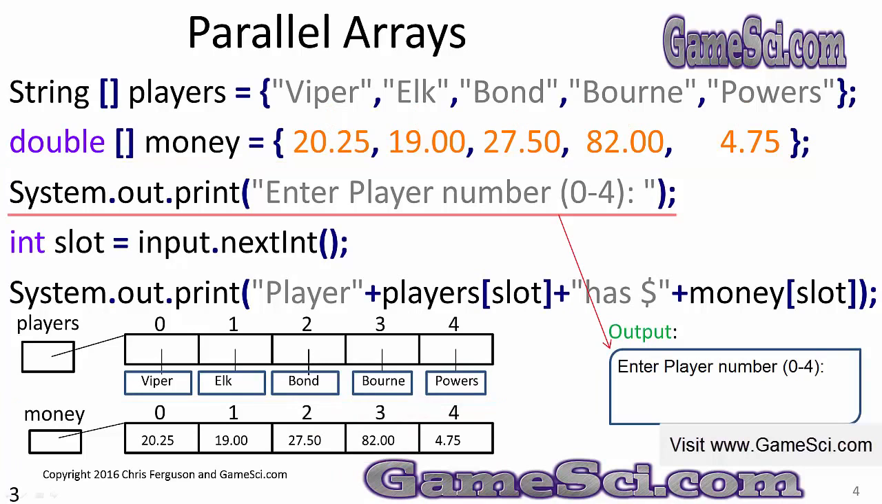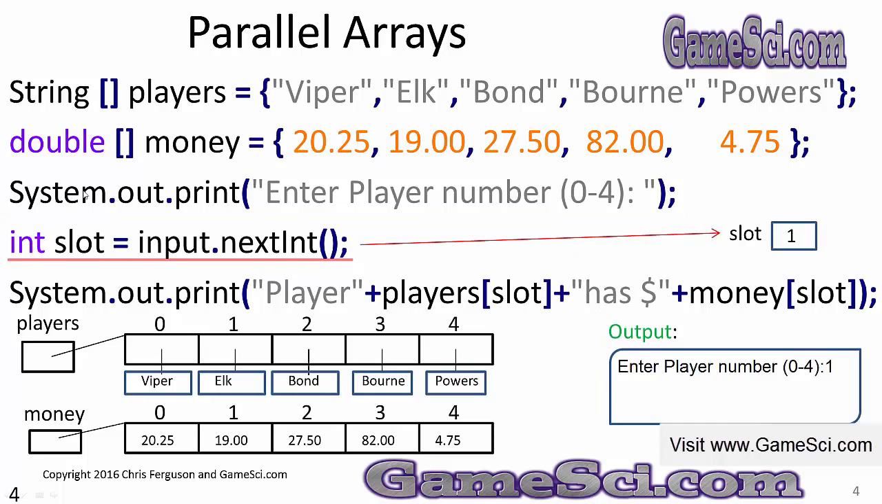Now a simple number will be able to refer to both values, the name and the amount. We'll go out to the screen and ask them to enter a player number, 0 through 4. Tell me which player in the player array do you want to access. At the same time, it will tell us how much money they have. I go to the screen and ask them to enter a number between 0 and 4. The input.nextInt is going to wait for the user to type in a number at the keyboard.